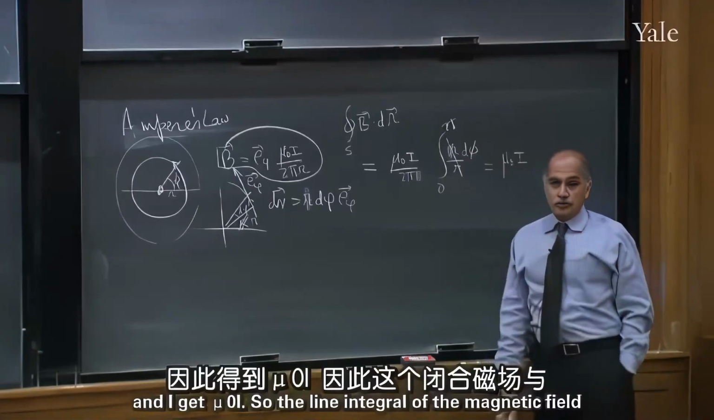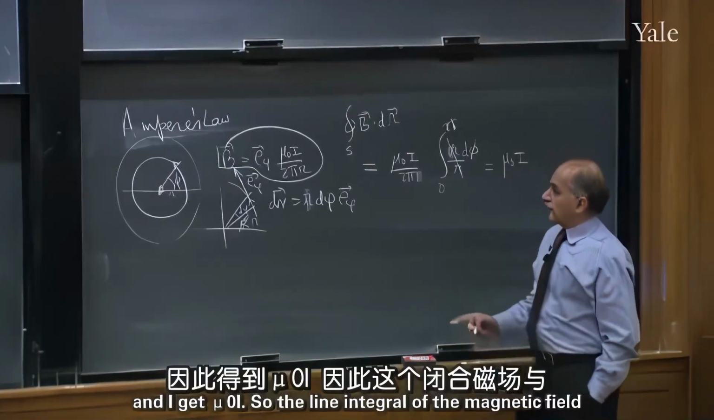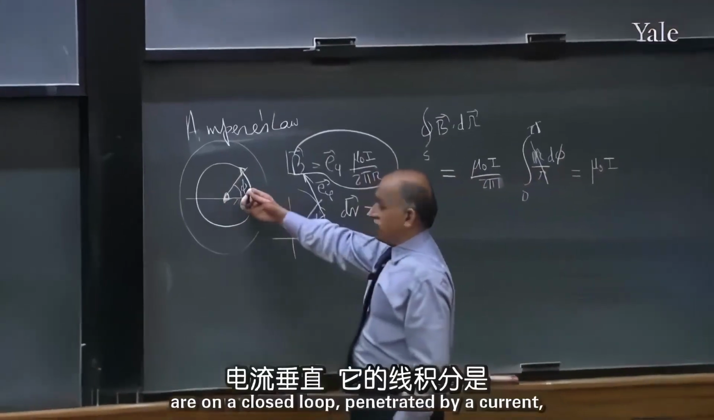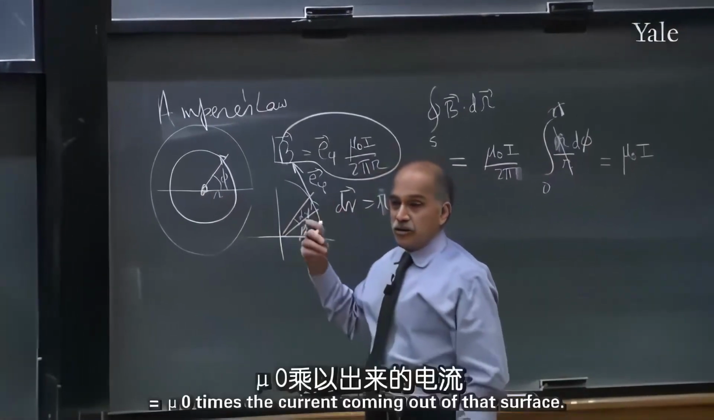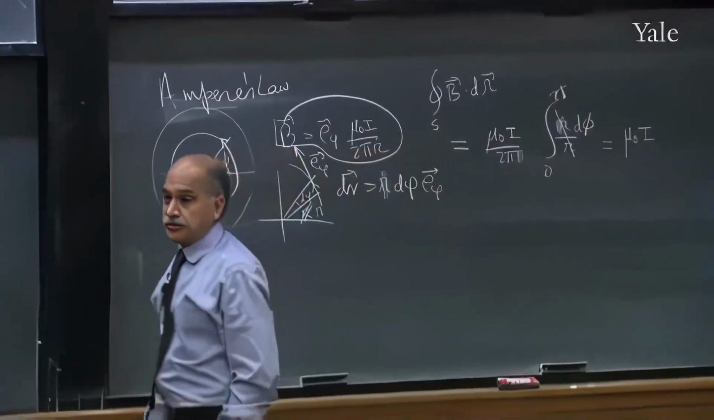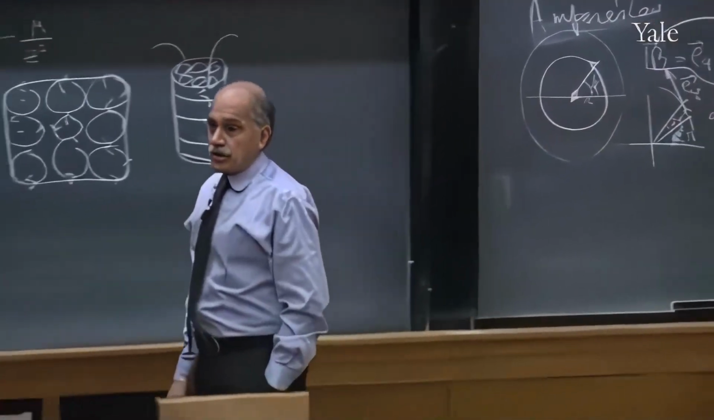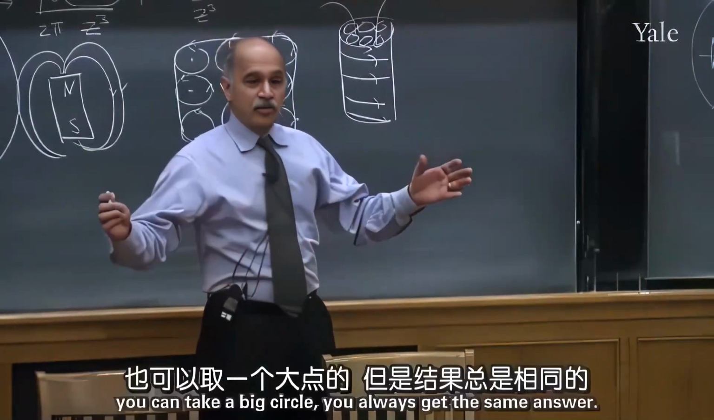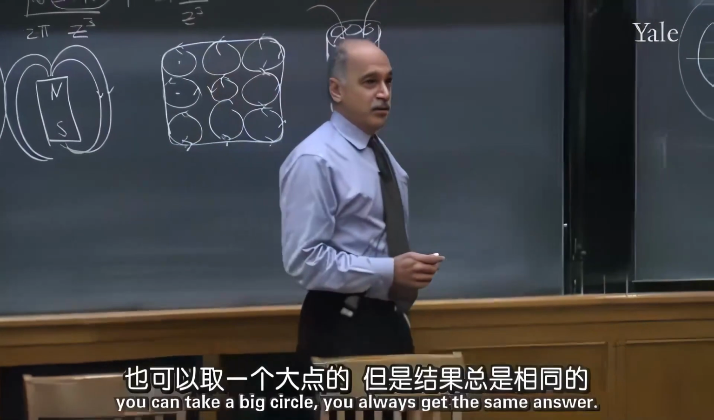So the line integral of the magnetic field around a closed loop penetrated by a current is equal to mu 0 times the current coming out of that surface, independent of the radius of the circle. You can take a small circle, you can take a big circle, you always get the same answer.